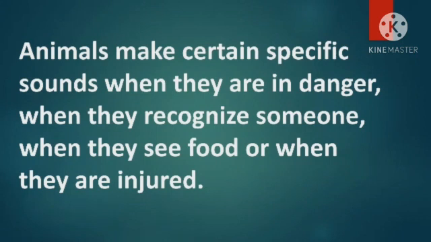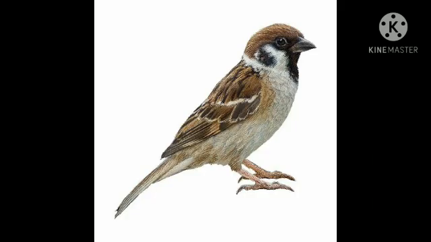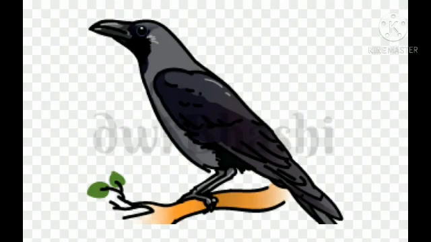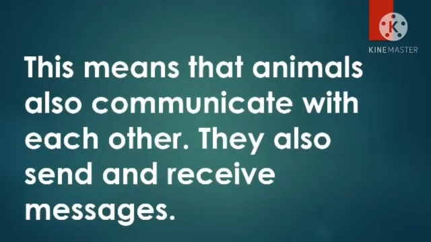Animals make certain specific sounds when they are in danger, when they recognize someone, when they see food, or when they are injured. Cats, dogs, sparrows, and crows make different sounds in different circumstances. You will find that other animals also make such sounds. This means that animals also communicate with each other. They also send and receive messages.